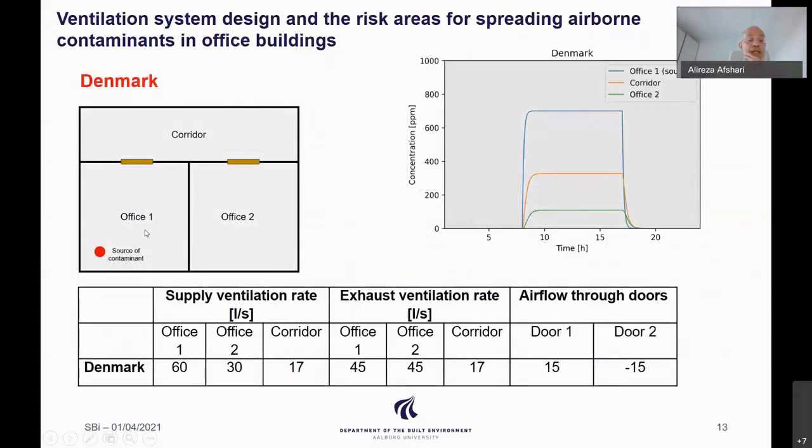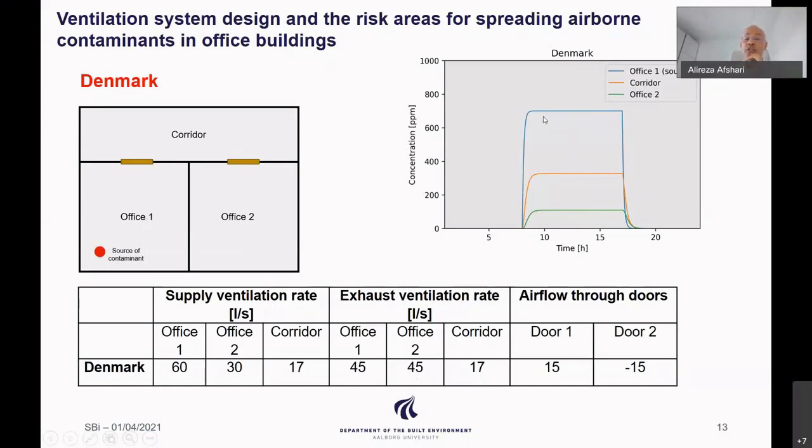As I said from the beginning, you have 2 offices and 1 corridor. The source is in office 1. And you can see here the situation of Denmark, typical for Denmark. So we have 60 liters per second in office 1, 30 in office 2, and in the corridor you have 17. Because the exhaust ventilation is the average of office 1 and office 2, you have 45 here and 45 here in the 2 offices. The corridor is 17, a balance. So you can see the concentration when you have the source in office 1.